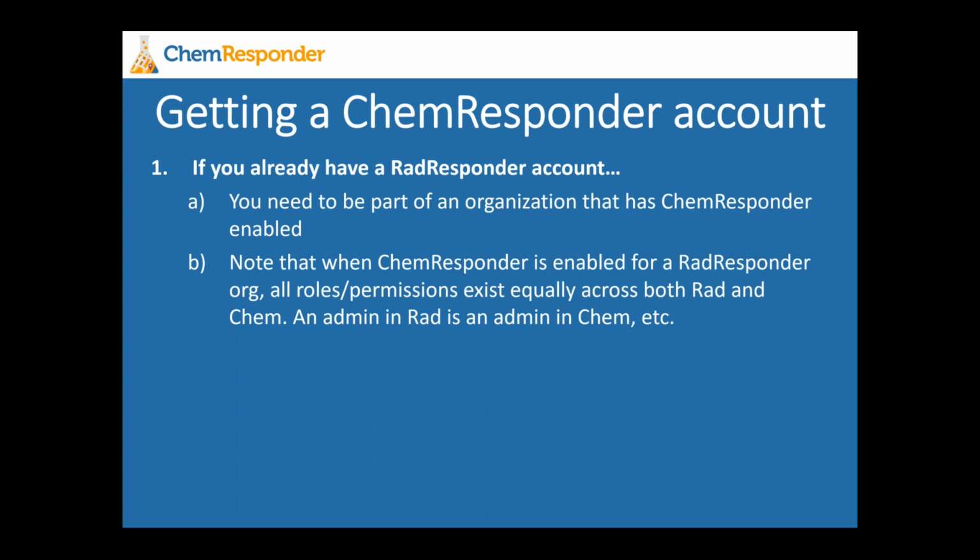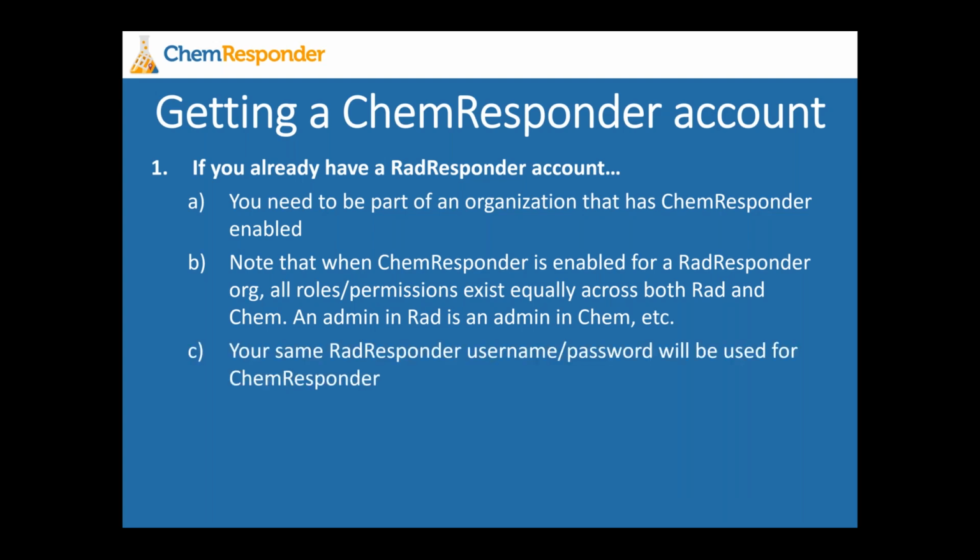When ChemResponder is enabled for a RAD Responder organization that already exists, those roles and permissions that you have assigned in RAD Responder are going to apply equally in ChemResponder. So an administrator for RAD Responder is also going to be an administrator on the chemical side. Just something to keep in mind. We can have some discussion about this afterwards. Some organizations have indicated that they'd rather keep those compartmentalized, so they've looked at creating a separate organization for ChemResponder outside of their RAD Responder organization. Something to keep in the back of your mind.